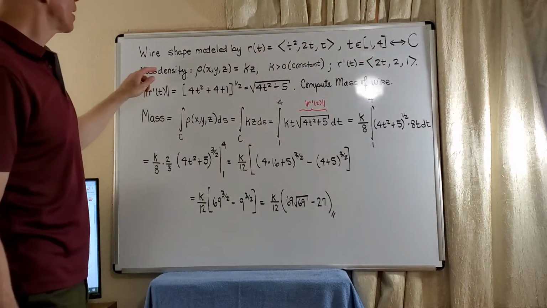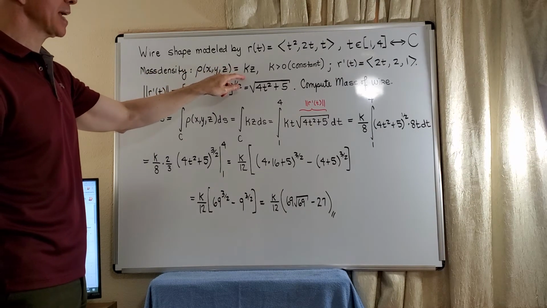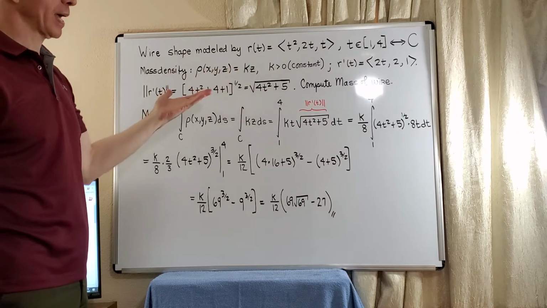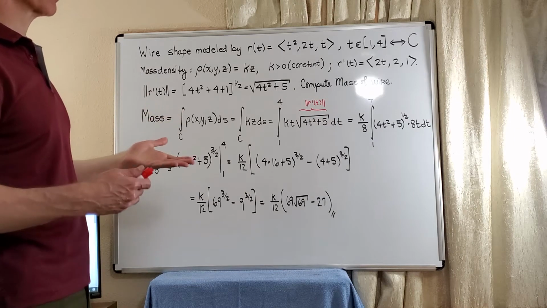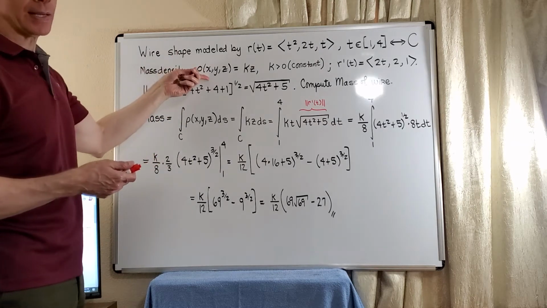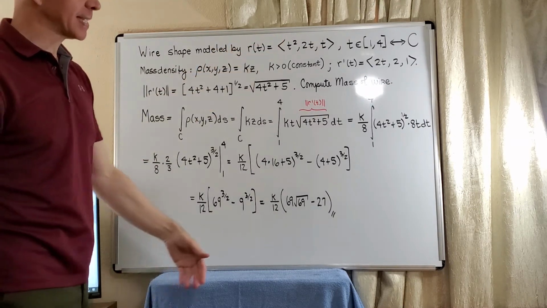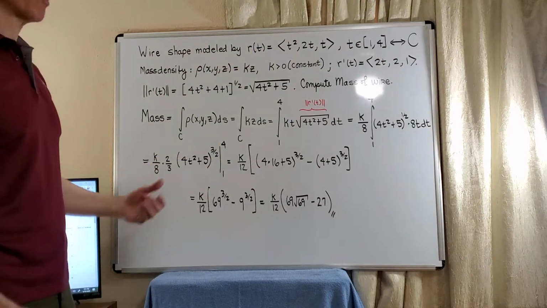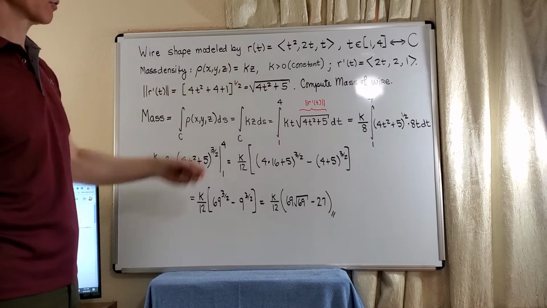Now the wire has a mass density rho, which is just a constant k times the z coordinate. And so we would think, all right, we can actually calculate the mass of the wire by integrating the mass density along the curve C here. So this is really a physics problem. Now we know how to do line integrals, especially for the scalar functions.